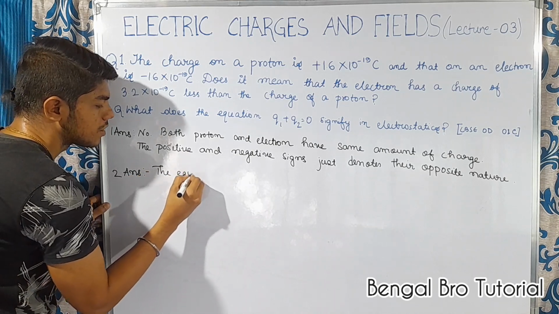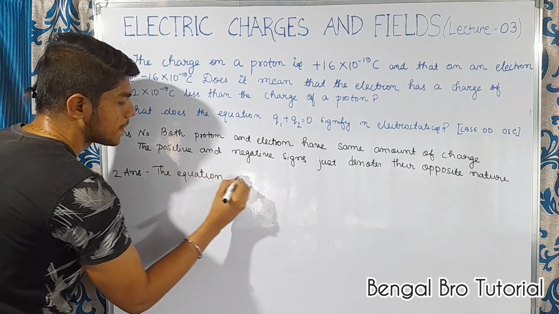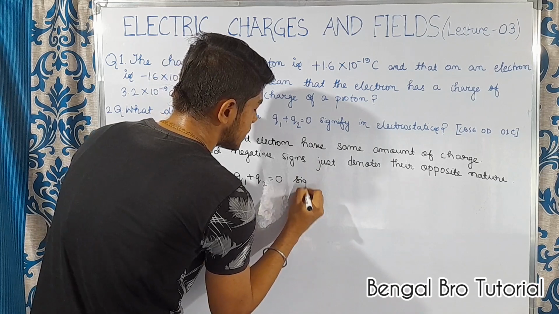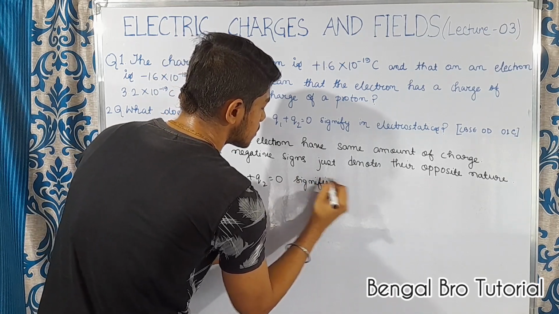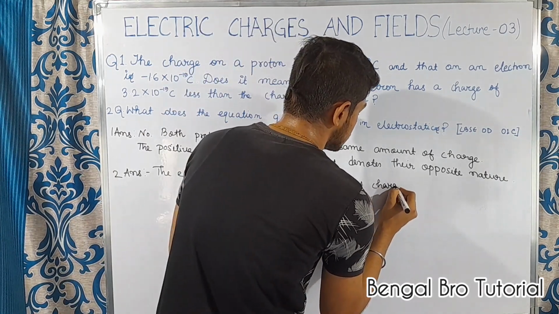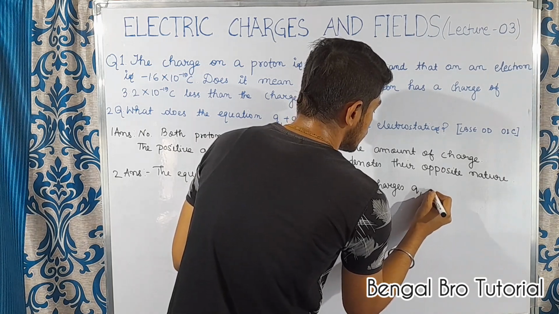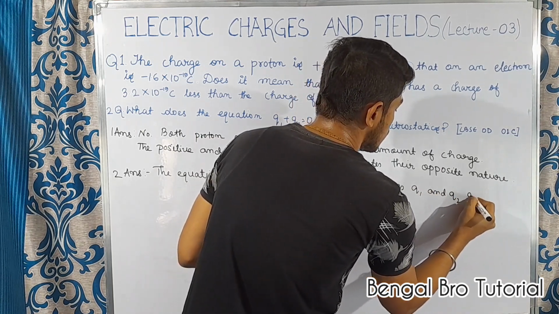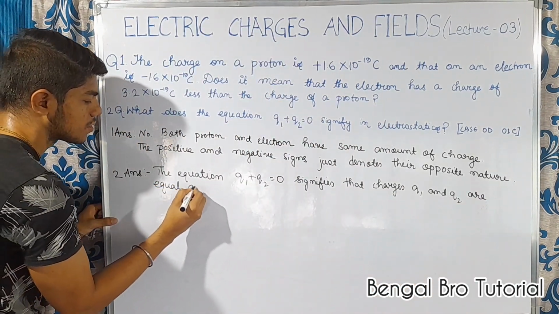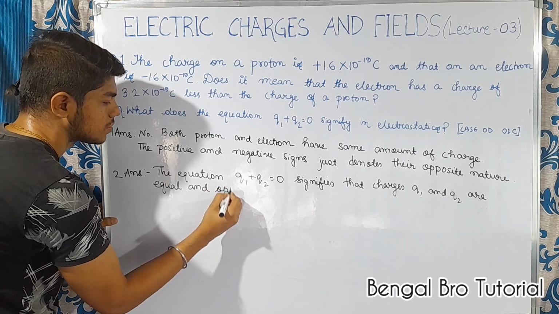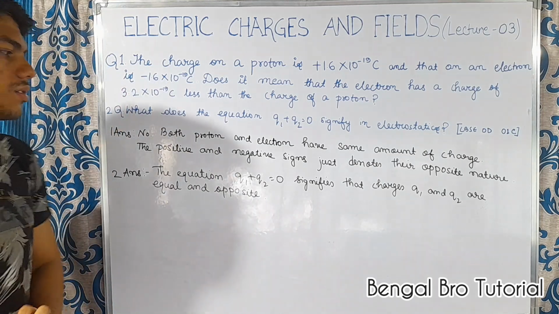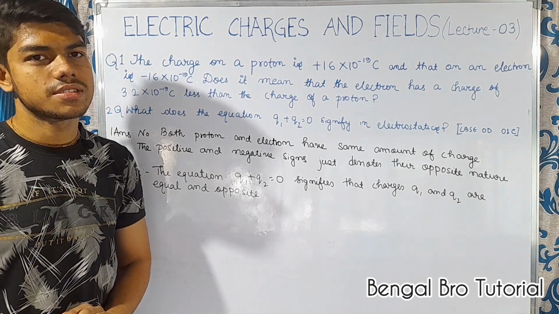The equation Q1 plus Q2 equal to 0 signifies that charges Q1 and Q2 are equal and opposite. So let's move to the next set of questions.